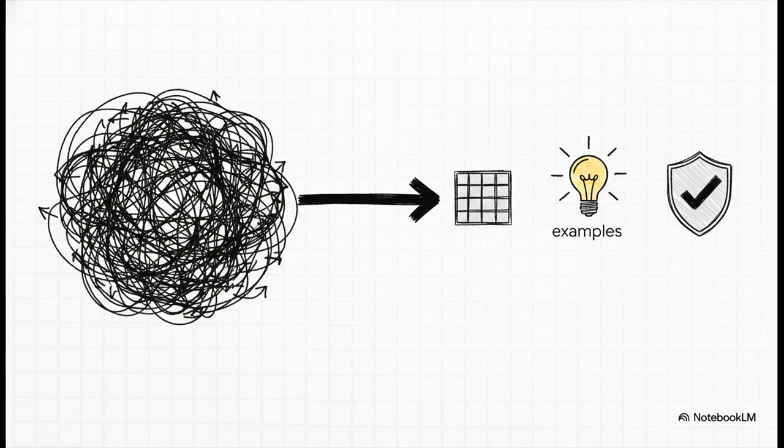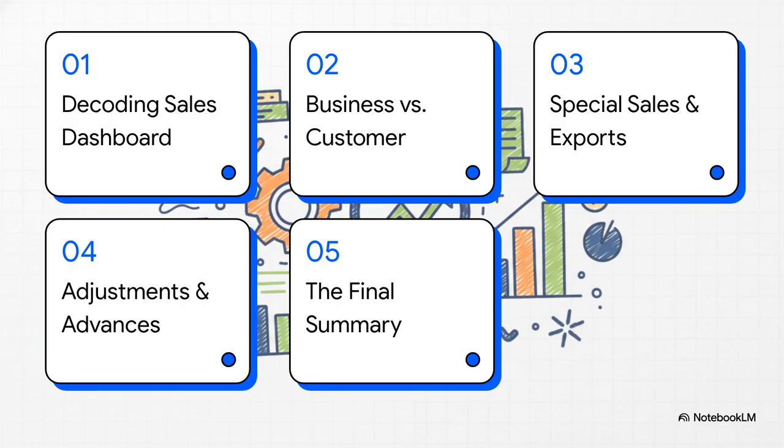And in this explainer, we're going to walk through it table by table with some really practical examples so you can get your returns filed with total confidence. So here's the game plan. We'll start by sorting out your main everyday sales. Then we'll look at the special cases, like exports, figure out how to handle returns and advance payments, and finally, we'll see how it all comes together in the final summary.